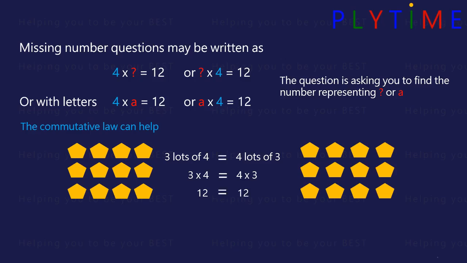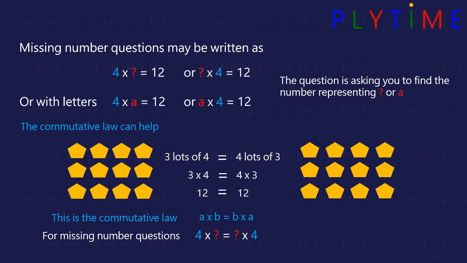They're both the same. So we can see the commutative law. It's saying 3 times 4 is the same as 4 times 3, or A times B is the same as B times A. So for missing number questions, 4 times something is the same as something times 4.